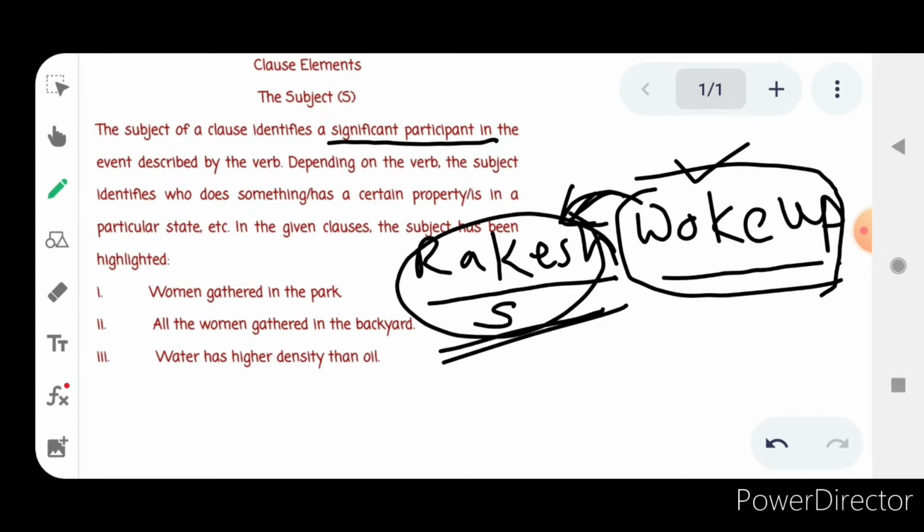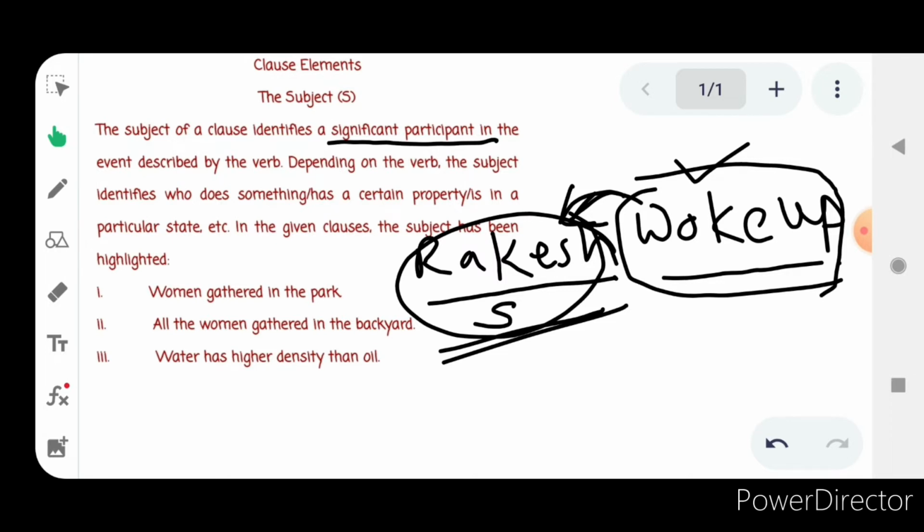So here the subject, what it says, the subject of a clause identifies a significant participant in the event described by the verb. In this context, the event described by the verb is waking up or the action of waking up. And in this action of waking up, who is the participant? Rakesh is the participant. So Rakesh is the subject here. And his action is described by this verb waking up.